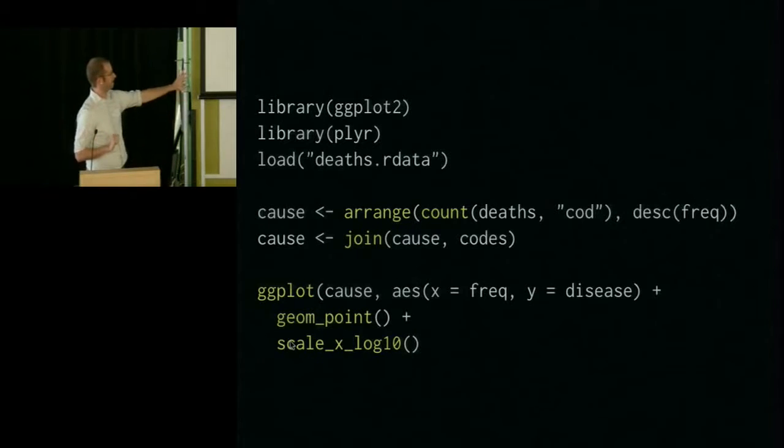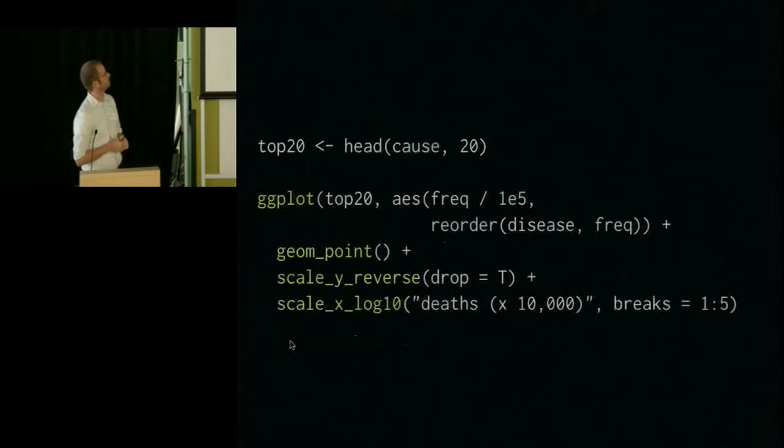So what I'm going to do in this presentation is focus on the essence of the plot. If you actually ran this code, you'd get a plot that was pretty similar, but not quite what I showed you. To actually do the plot that I showed you, there's a little bit more work. I just looked at the top 20 causes, and I showed you the deaths divided by 10,000, and I'd reordered the diseases by their frequency and done a few other little bits and pieces. So what I want to show you here is the essence of what's going on with these DSLs.